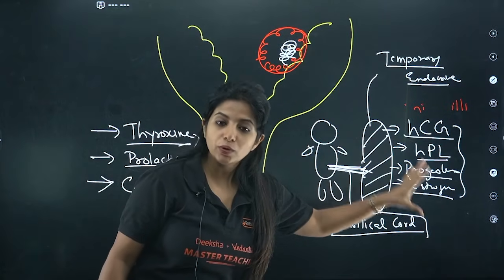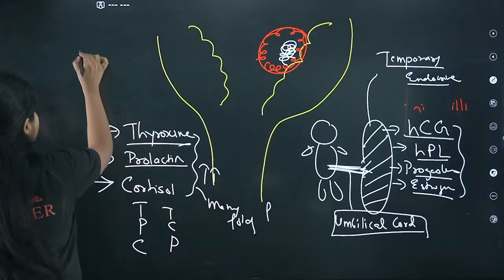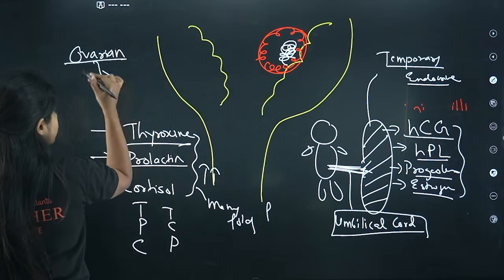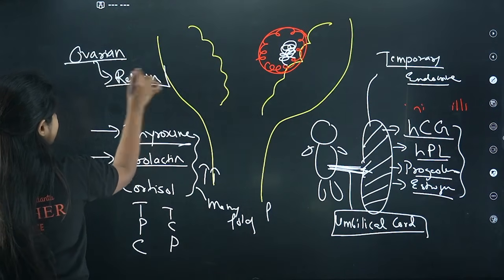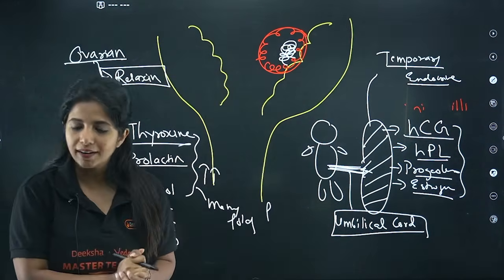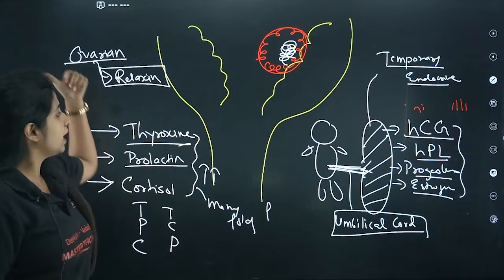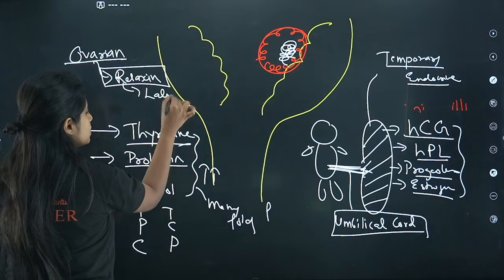This placenta has only these 4 hormones. Now what about the ovary? Does the ovary also release something? Yes, there is one ovarian hormone given in your NCERT that is released only during pregnancy, and that is relaxin. Relaxin relaxes the pelvic ligaments so that the baby can move out. So 4 hormones by placenta, 3 hormones increase many folds, and the ovarian hormone is relaxin, released during the later phase of pregnancy.